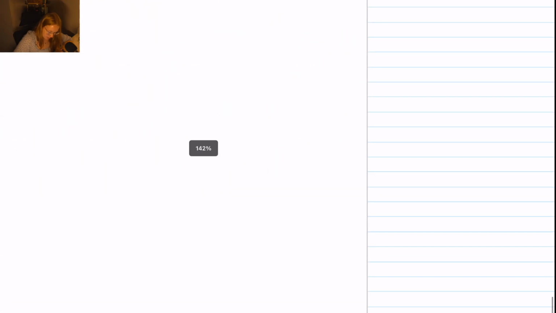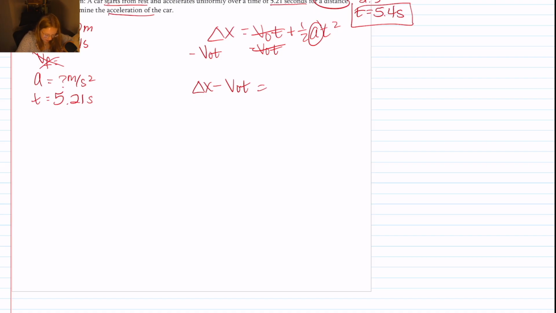Okay, so we're gonna do change in x equals v naught t plus 1/2 at squared. Okay, so rearrange and solve. We need acceleration, so I need to solve for acceleration. V naught times t, I can move that all over. It is being added right now, so let's subtract. Okay, so that went away. And then I have delta x minus v naught t on the left-hand side, and on the right-hand side, I have 1/2 at squared left.